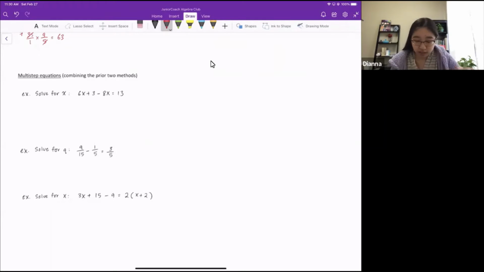Solve for x, 6x plus 3 minus 8x equals 13. So instead of going through the trouble of trying to add 8x to both sides, which creates more work for yourself, actually, if you do it this way, I'm going to simplify the equation first. So you notice that we have x here and an x here. We can actually simplify this by combining these two like terms, right? That's where the last lesson came in handy. 6x minus 8x is negative 2x.